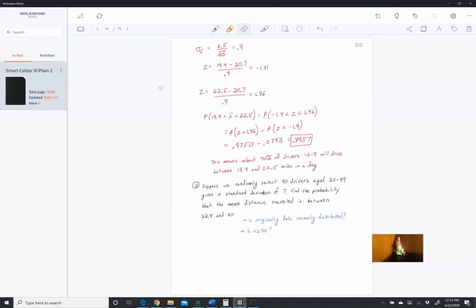Second one, is it true? Yes. What's n? N is 90. We randomly selected 90 drivers. So that means that we could go on with the problem, okay? The answer is no to both. Stop. So we need to find the z-scores for 32.8 and 40.